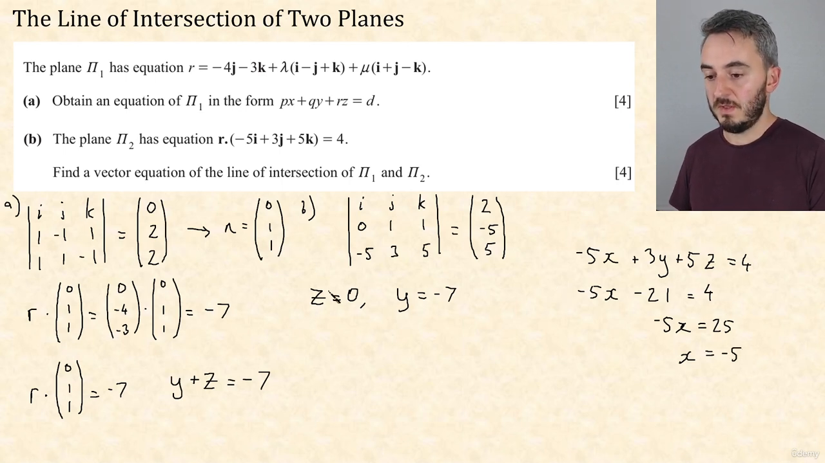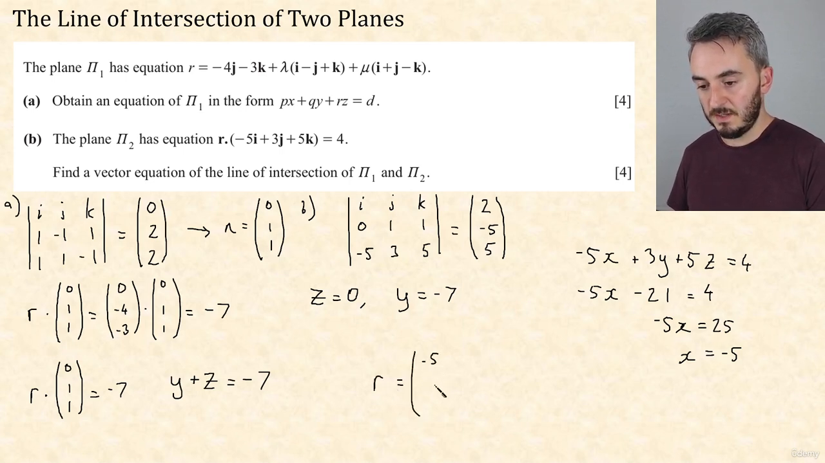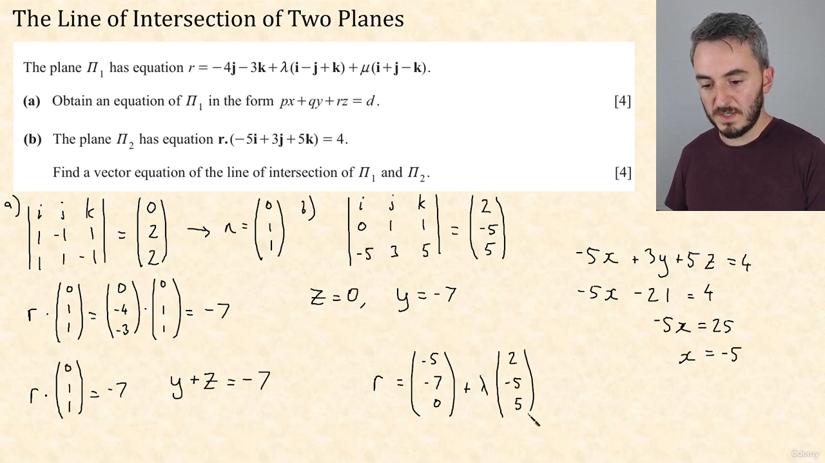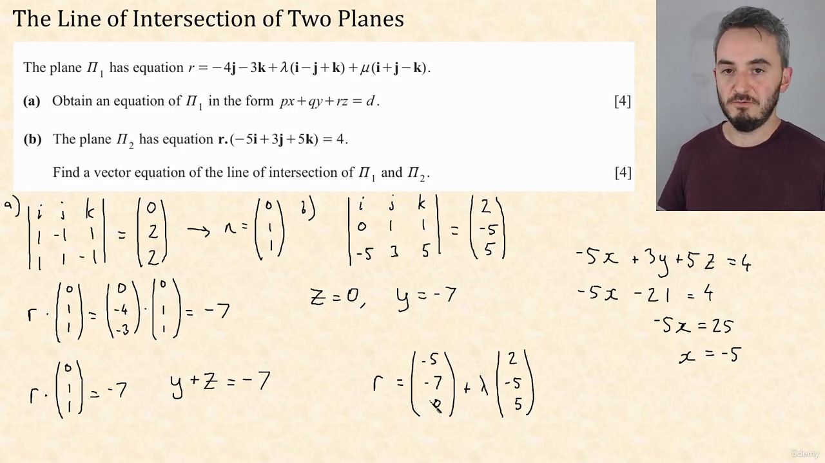So I've now got the coordinate of a point on the line and a direction. And so the equation is my position vector, minus 5, minus 7, 0, plus lambda times my direction vector, which was 2, minus 5, 5, and we're done. There is the vector equation of the line of intersection of pi1 and pi2.